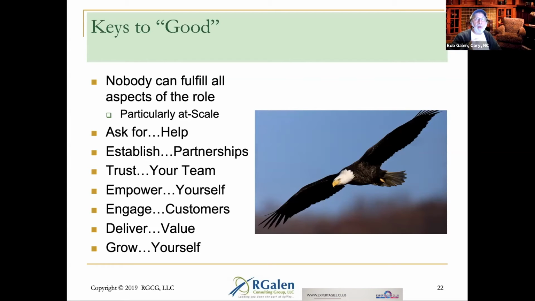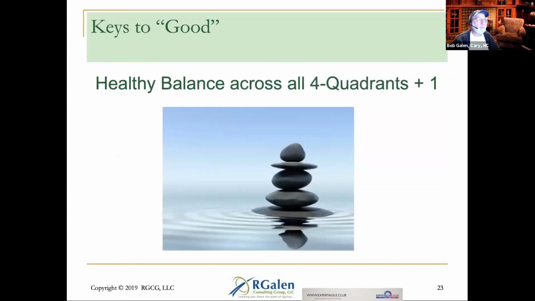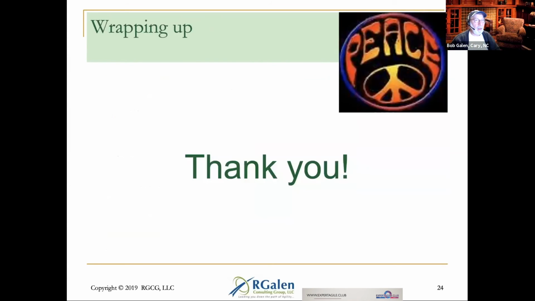And don't starve yourself. That's where the fifth quadrant, I really blew it. So usually folks start by starving themselves and they don't take care of themselves. And that's not a recipe for longer term success. You may get away with that for a little while. So keys to good: a healthy balance across the four quadrants plus one. And that's it. How cool was that?